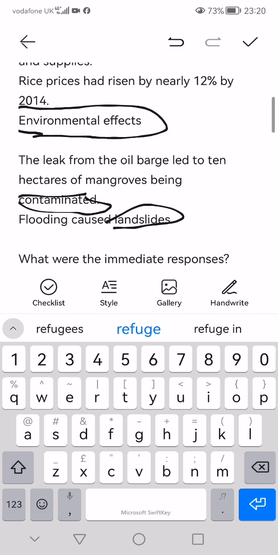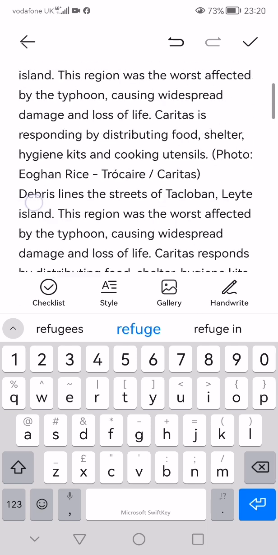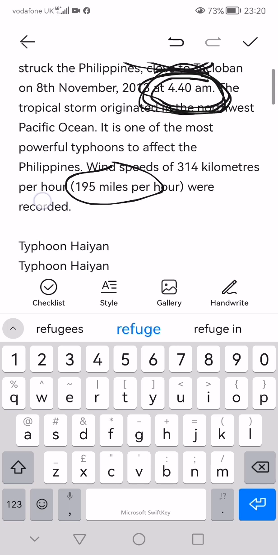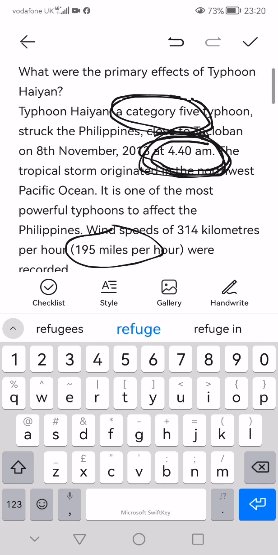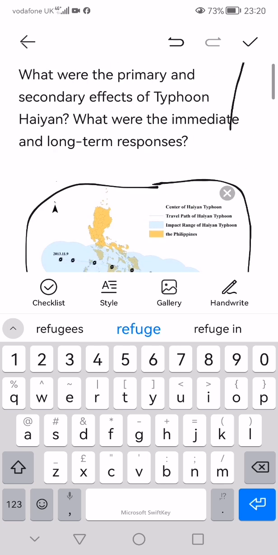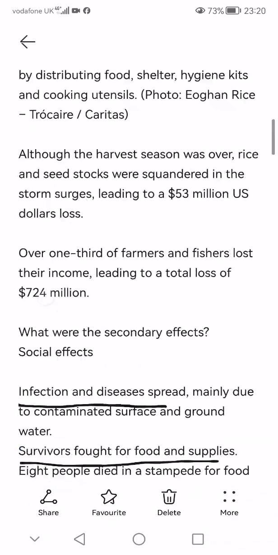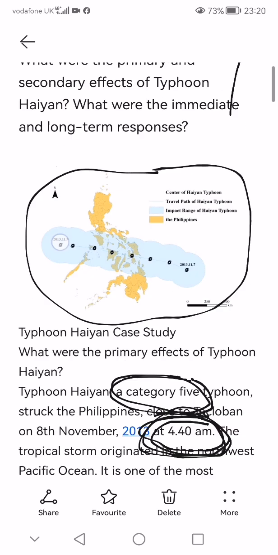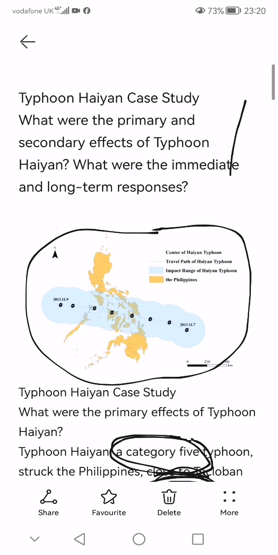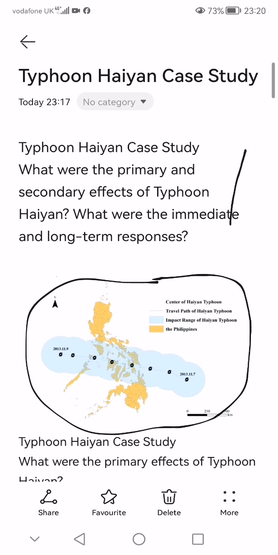You may get a question on why the effects were so bad. So you can mention, like I said earlier on, it was a Category 5 hurricane. It was at 4:40 in the morning. It was, as you can see here, the Philippines is a series of islands, therefore they're more vulnerable. And that's basically it, guys. So that is a case study.